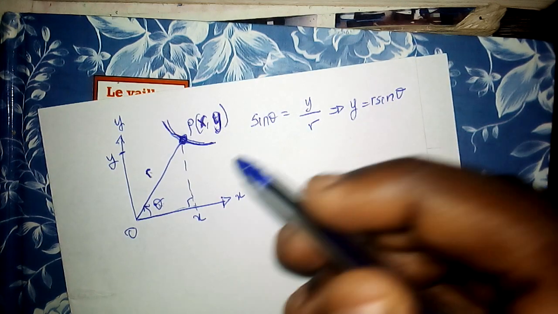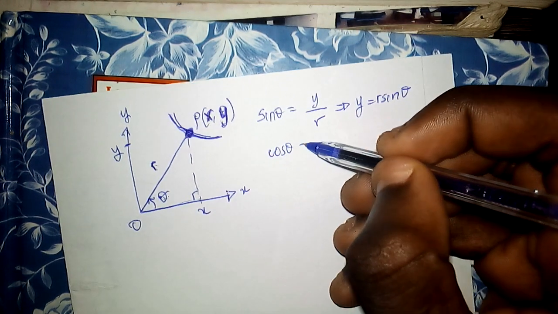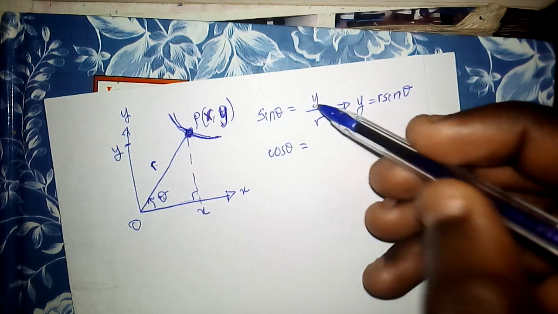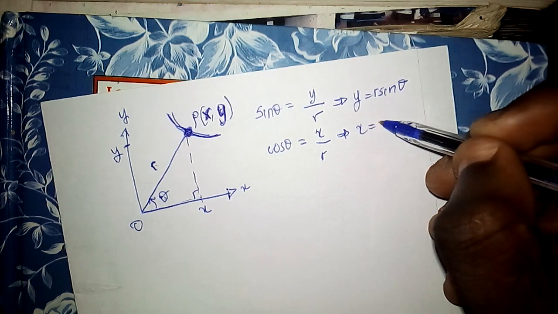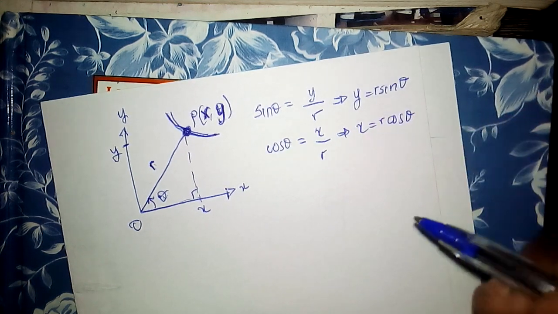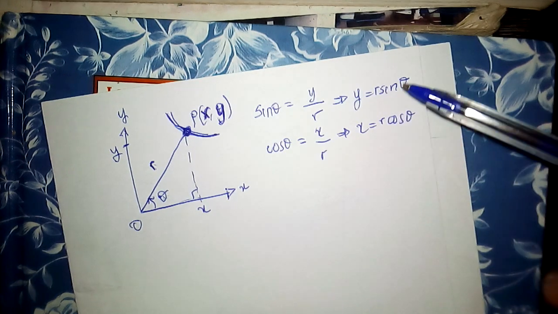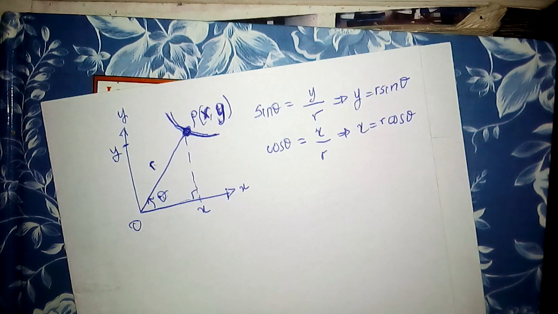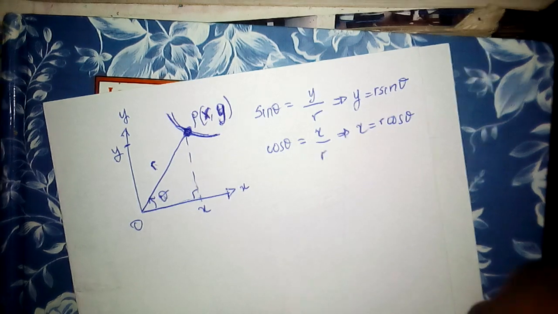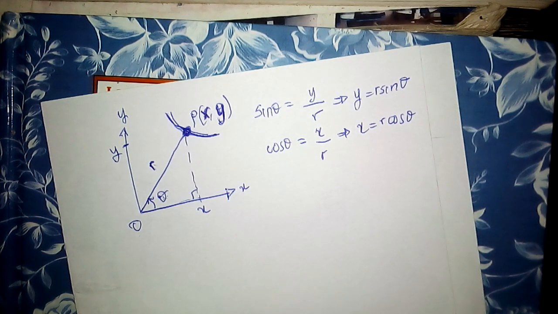Okay, what about if we take the cosine of theta? The cosine of theta is the adjacent, which is x, divided by the hypotenuse, which is r. So what does it mean? It means that our x is equal to r times the cosine of theta. So that's the relationship between x and y with r and theta. With this, we are able to change from the Cartesian coordinate system to the polar coordinate system, and from the polar coordinate system to the Cartesian coordinate system without any difficulty.